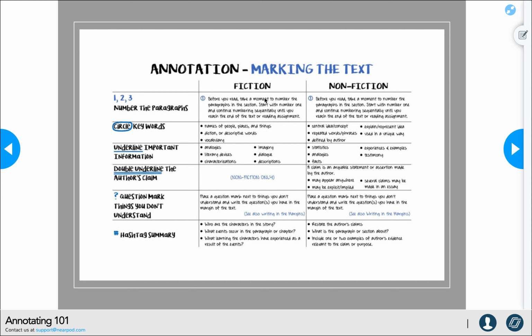The same thing with fiction. Take a look at the sections. How many sections are there? We're going to circle keywords. And here are some examples of what those types of keywords would be in both the fiction and nonfiction, right?